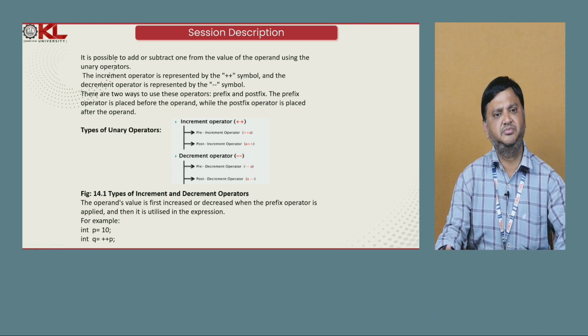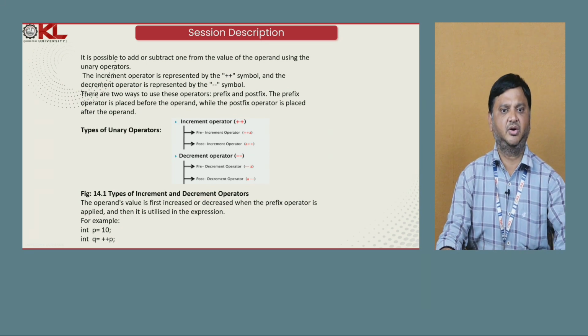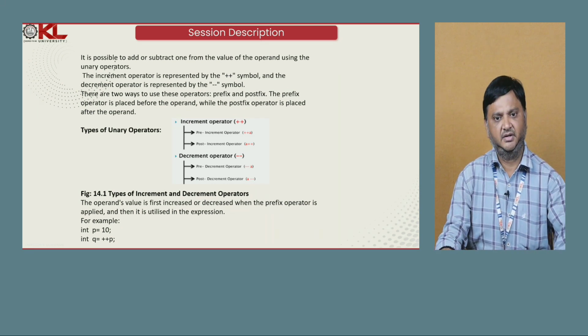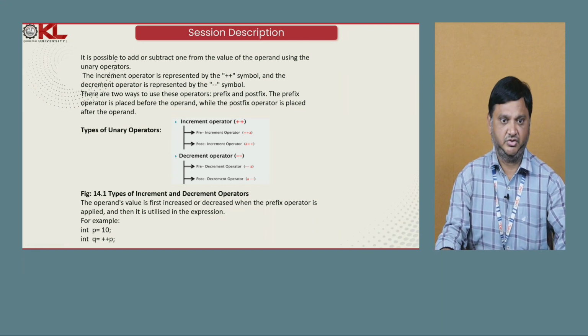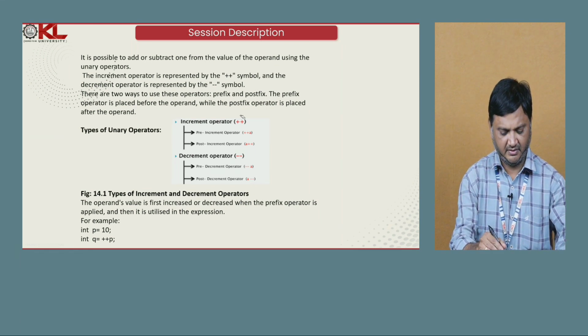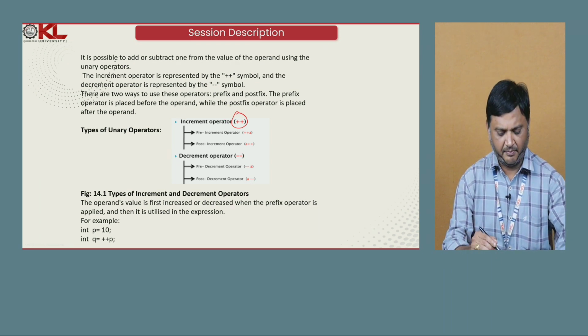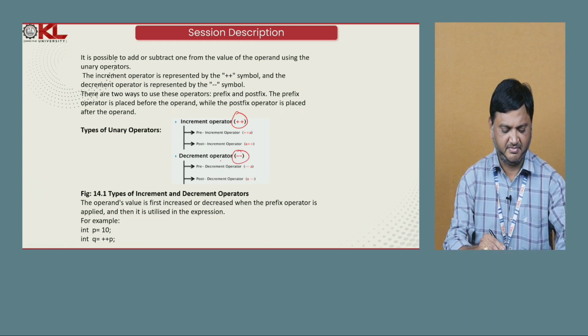Let's see the next important point. What are the general types of unary operators we have? As I told you, the definition of a unary operator is an operator which is performed on a single operand. So there are 2 types of operators. One is the increment operator and the other one is the decrement operator. An increment operator is represented with plus plus, you can see here, and the decrement operator is represented with minus minus.